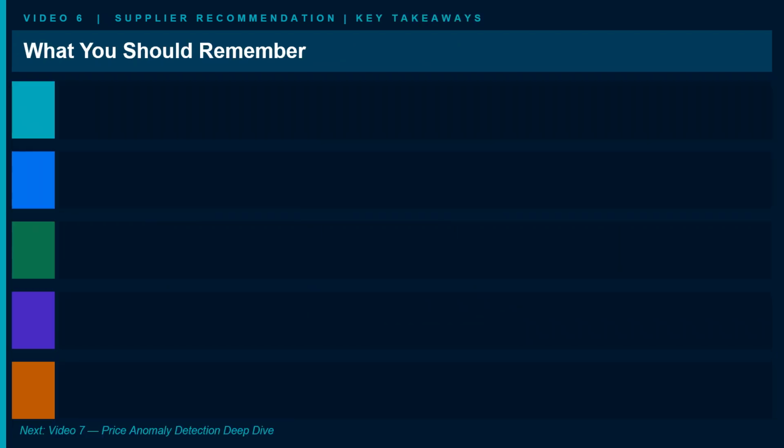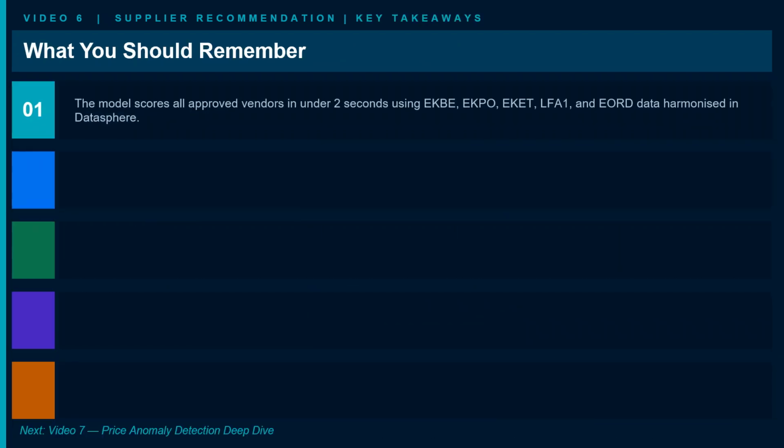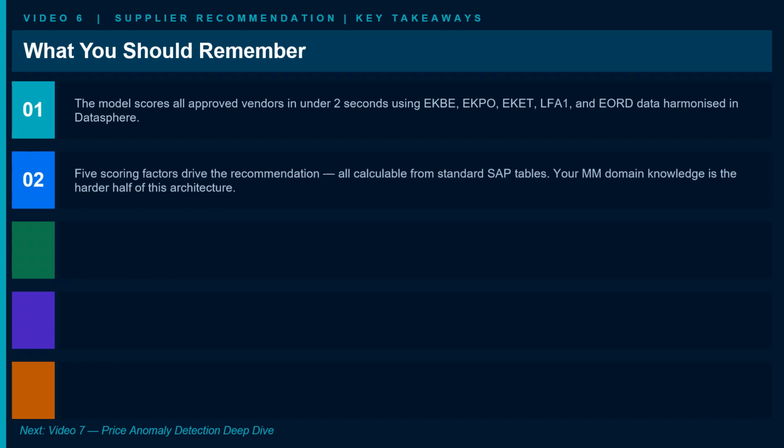5 takeaways. The model scores all approved vendors in under 2 seconds using EKBE, EKPO, EKET, LFA1 and EORD from DataSphere. 5 scoring factors, all calculable from standard SAP tables. Your knowledge is the harder half.